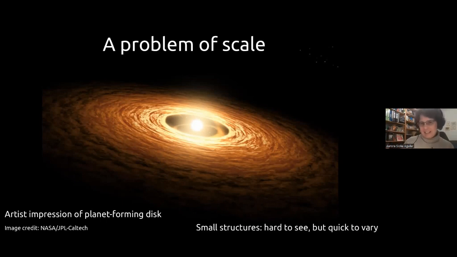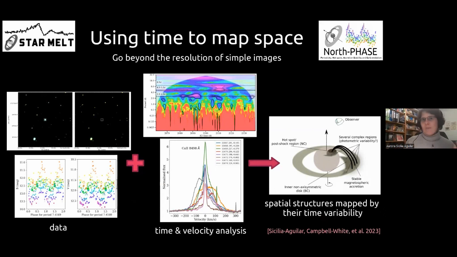But the lucky thing is that small structures are hard to see, right? Because we are limited by the diffraction of our optics, by the instrumentation. But because they are small, they change. Stars rotate in a few days, the Earth rotates in a year. These are all human time scales. So we can actually use time to map space. And this is one of the things I do for my work. I'm running different observational projects.